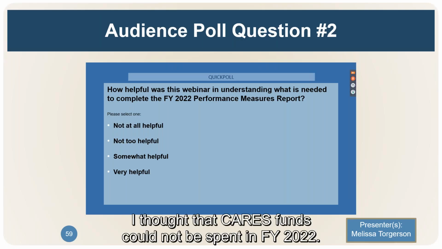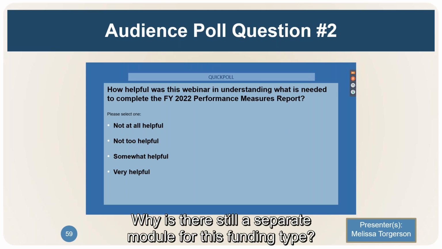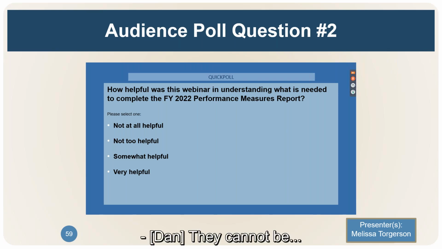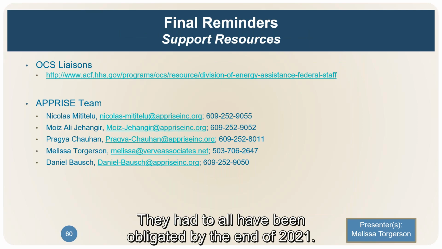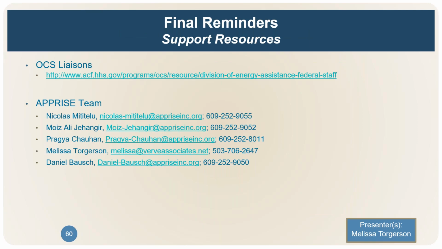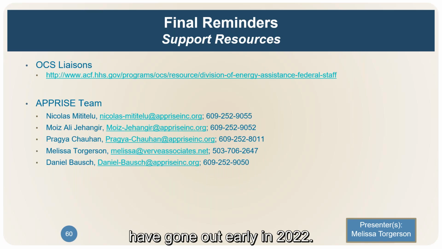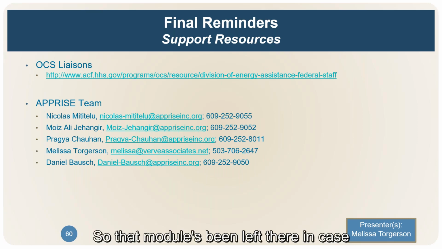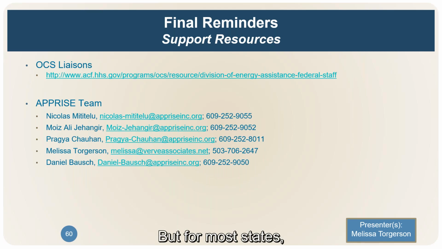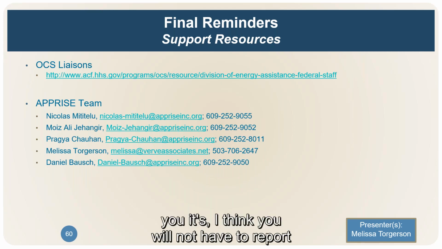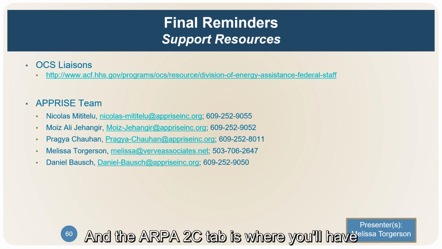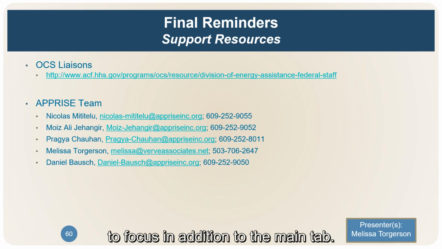Yes. I thought that CARES funds could not be spent in FY 2022. Why is there still a separate module for this funding type? They had to all have been obligated by the end of 2021. That doesn't necessarily mean that there couldn't have been some that were not yet sent out as benefits that might have gone out early in 2022. So that module's been left there in case of that scenario, but for most states, I think you will not have to report information on that area. And the ARPA 2C tab is where you'll have to focus in addition to the main tab.